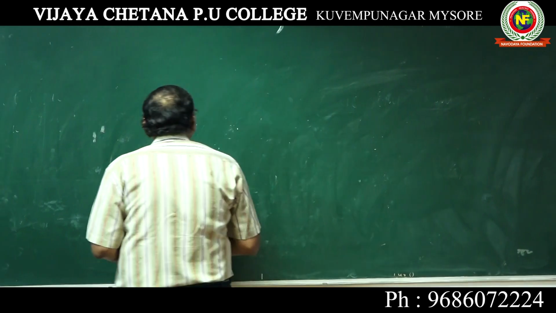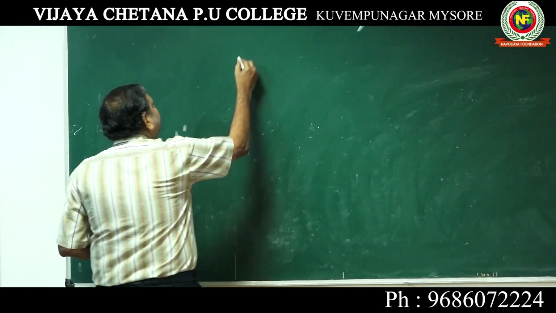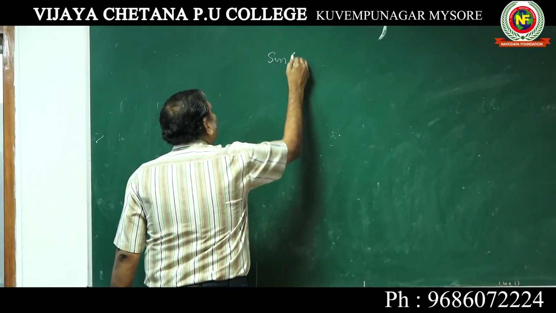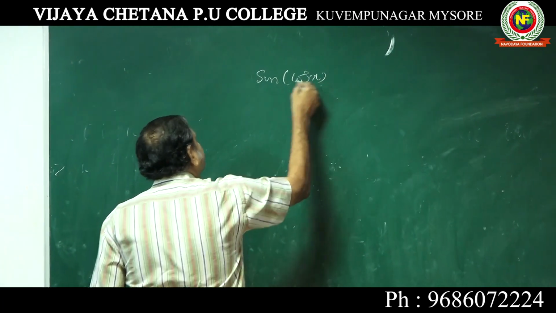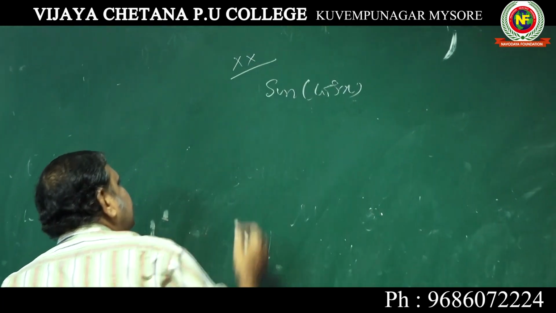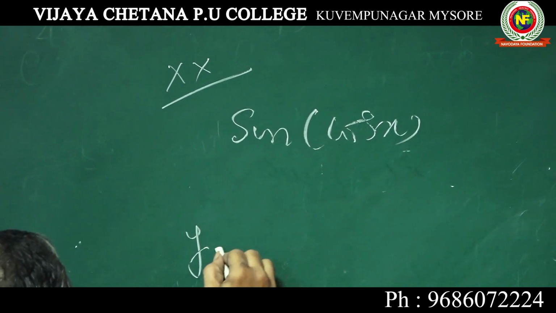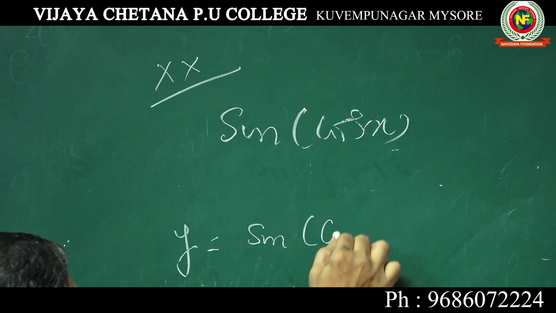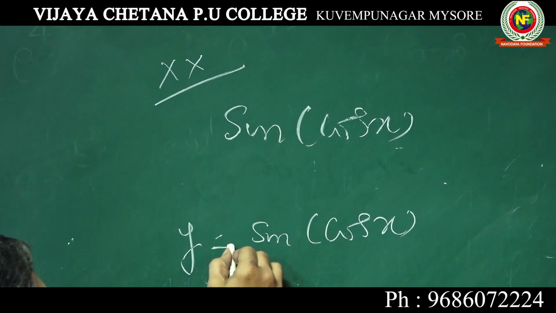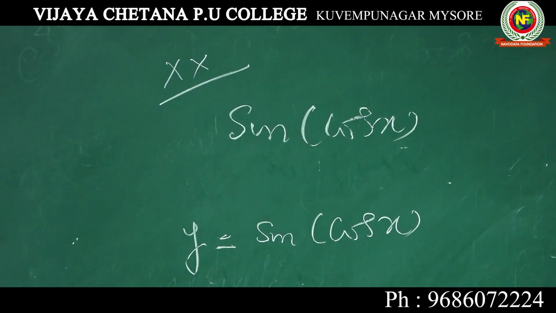Now chain rule you are doing, some more problems you should take. Differentiate sine of cos x. Important problem for examination, very important. Sine of cos x. You take y is equal to sine of cos x. Now differentiate with respect to x.